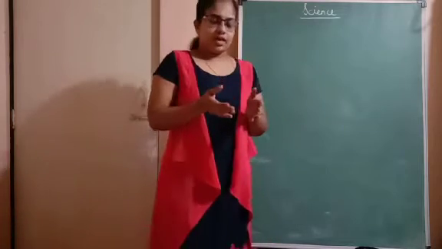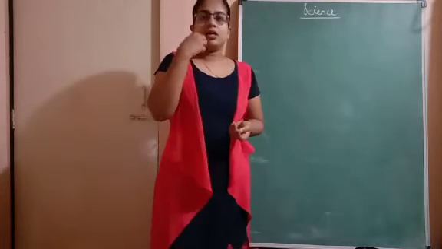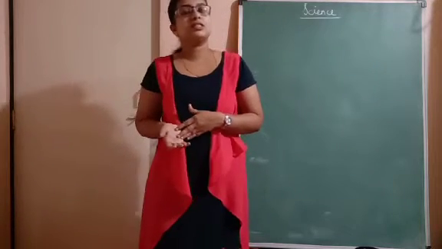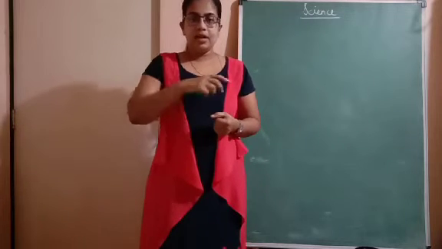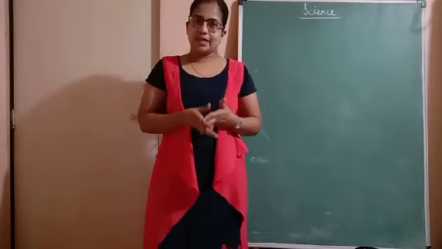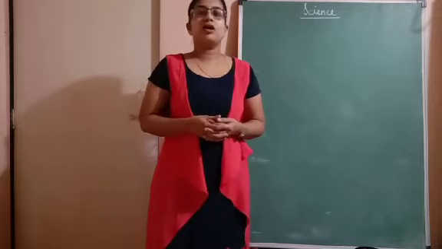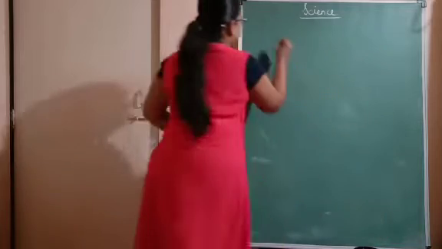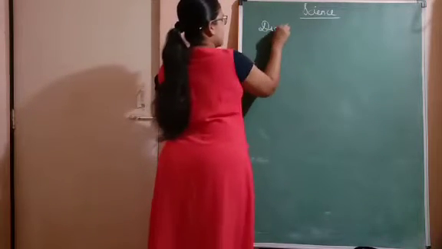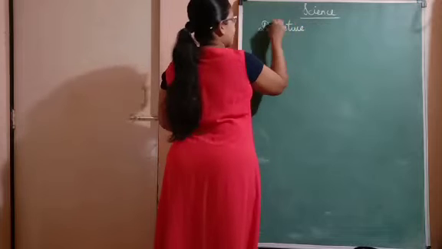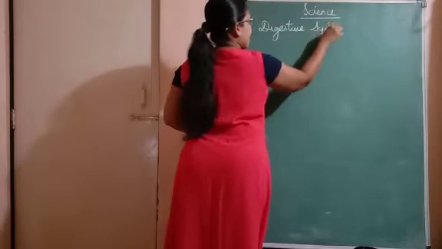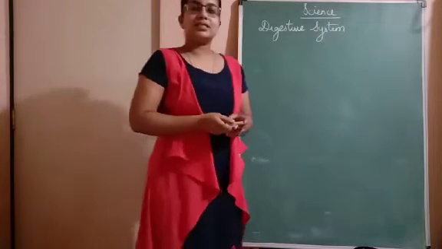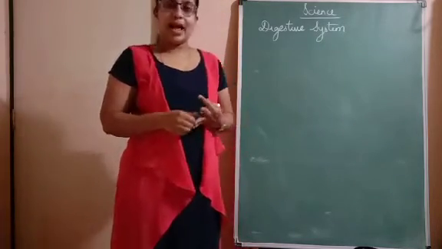The process wherein the food enters the body, is broken down into simpler substances and is absorbed by the blood is called digestion. And today we are going to learn about our digestive system. Our digestive system basically consists of the alimentary canal and glands.